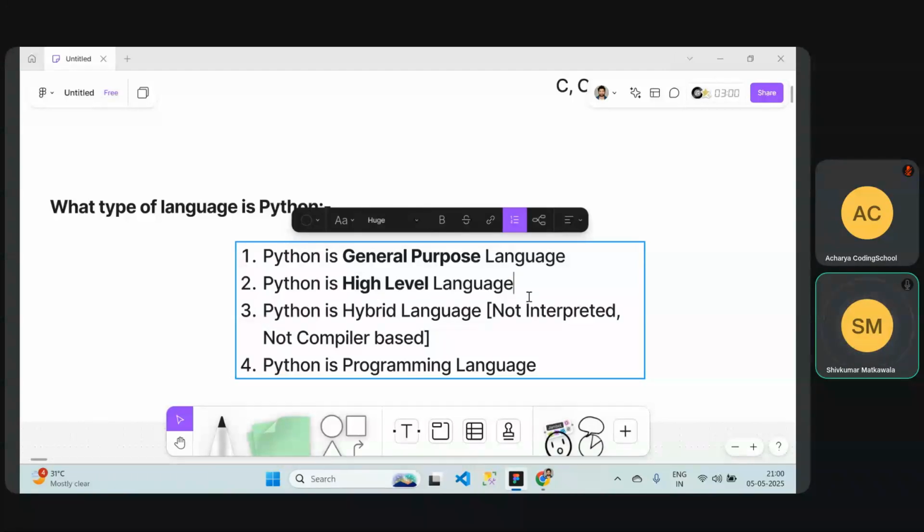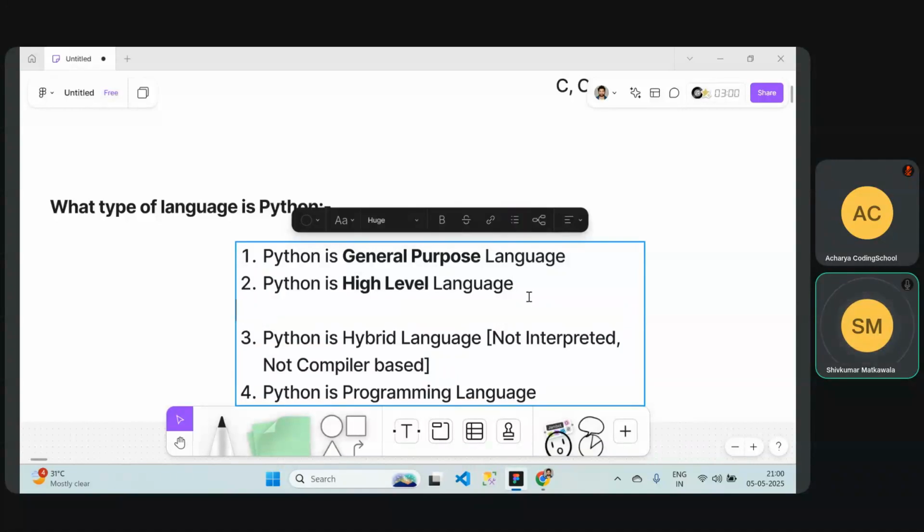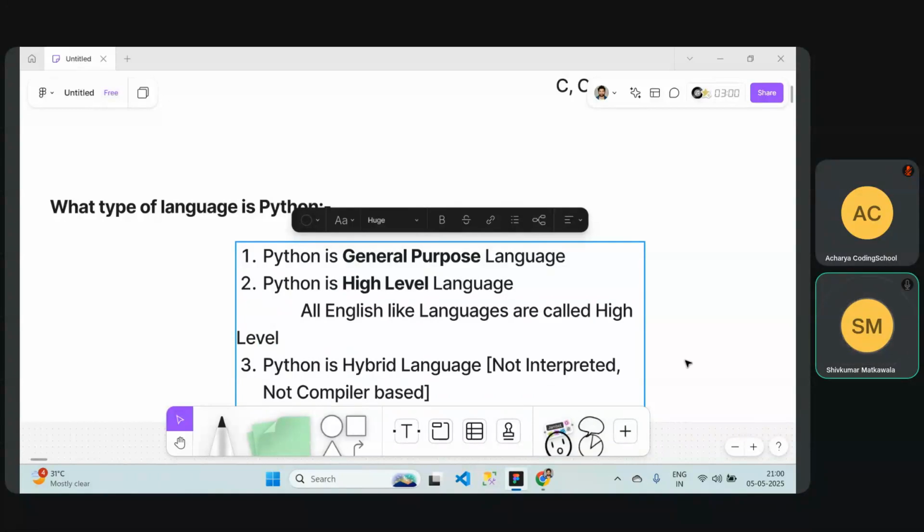Next one, Python. I will write it here somewhere. All English like languages are called high level. I hope you are getting it.